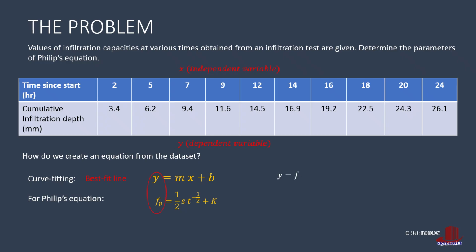From the left, we take y as equated to F sub p. m is also the same as half of S. Then x is t raised to negative 1/2, which is also the reciprocal of the root of t. And b is the same as k. With these four parameters, the parameters we need to look for are those of y and x, which means we create another dataset presenting y, or the infiltration capacity, and x, or the reciprocal of the root of t.